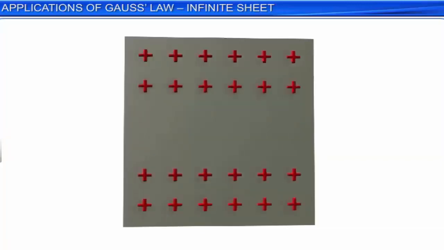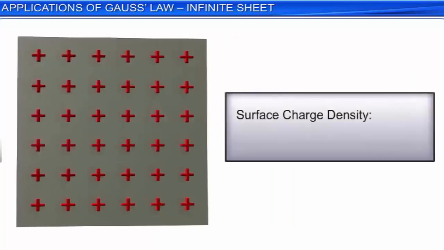Let us consider an infinite plane sheet of charge carrying a uniformly distributed positive charge. Its surface charge density, sigma, is the charge per unit area of the sheet. That is, sigma is equal to Q by A, where Q is the charge on the sheet distributed over an area A. We can represent it as Q in is equal to sigma into A.